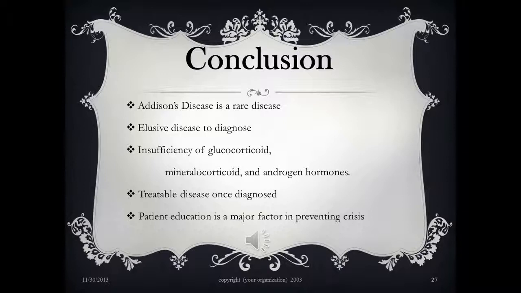So in conclusion, Addison's disease is a rare disease and is an elusive disease to diagnose. There's an insufficiency of glucocorticoid, mineralocorticoid, and androgen hormones. It's treatable once the disease is diagnosed, and patient education is a major factor in preventing crisis.